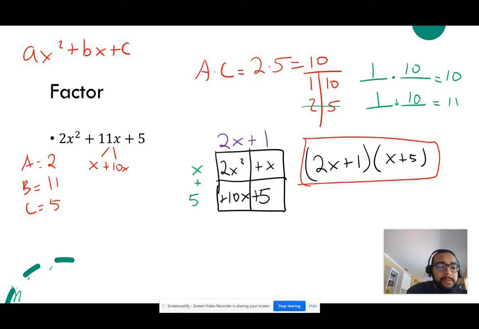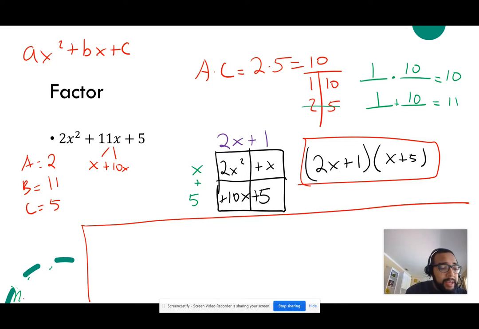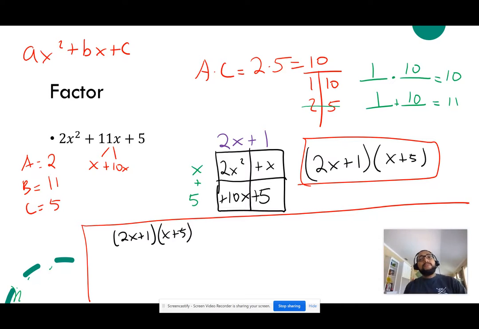Now I will prove this, but I won't do this proof every single time on this video just to save time. But if you're like, I don't believe you, well, I can prove myself. So 2x plus 1 times x plus 5. Ideally, when I multiply this out, I should get 2x squared plus 11x plus 5. If I don't, I probably messed up somewhere.